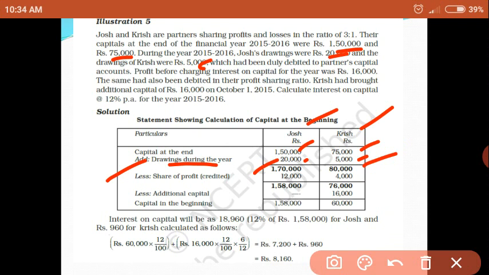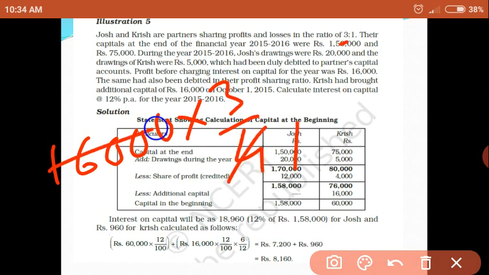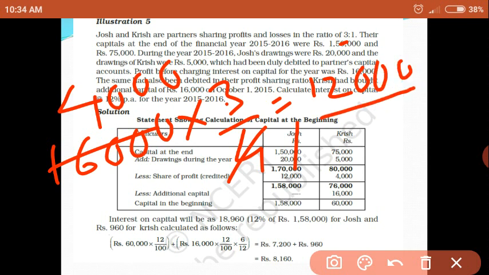Next, profit before charging interest on capital is 16,000 rupees. As you know, according to the format, profit you have to deduct, and if there is a loss you have to add. So this profit is given as rupees 16,000. You have to distribute it among the partners in which ratio? The old ratio first. So let us calculate first: 16,000 into 3/4, 4 threes are 12, so 12,000 for Josh.